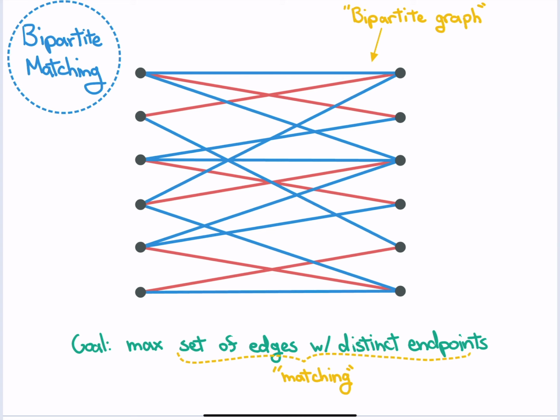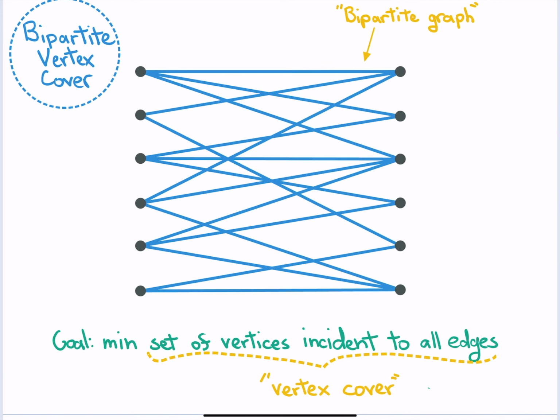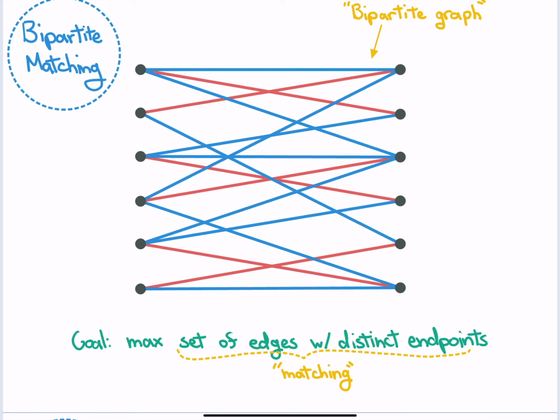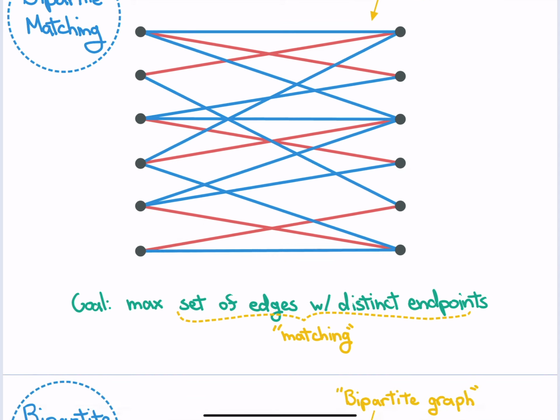They're crossed in the picture, but that's irrelevant. That doesn't count as overlapping. So the goal is a maximum set of edges with distinct endpoints. That's bipartite matching. We're going to try to figure out how to solve that with just flows and cuts.